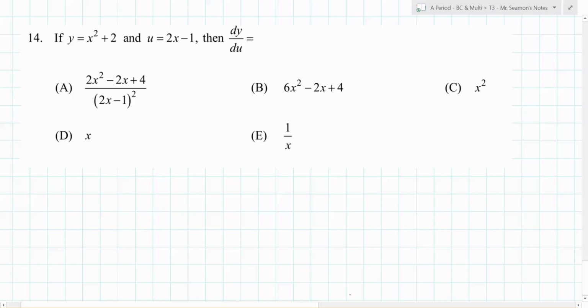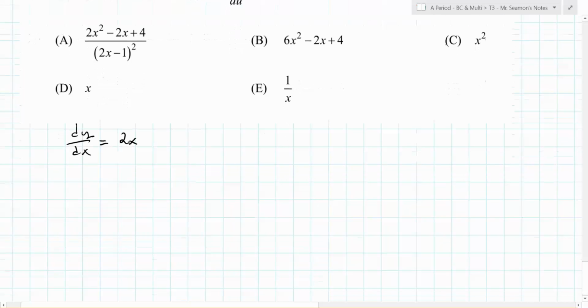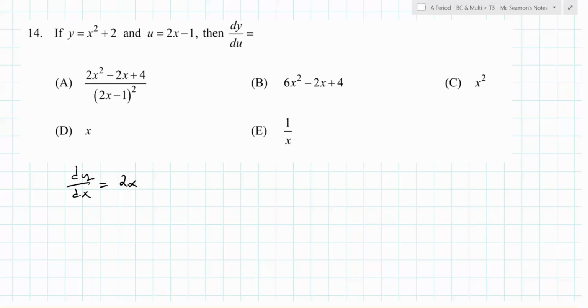What do I find first? Oh, so what's dy dx going to be? 2x. Nice. Now what? Now what do I do? Put that over du dx? Put what over du dx? What do you mean? So do this over what? du dx, like this?